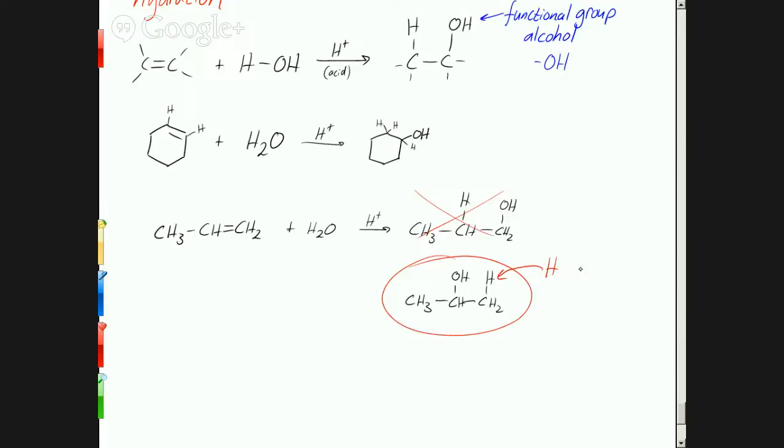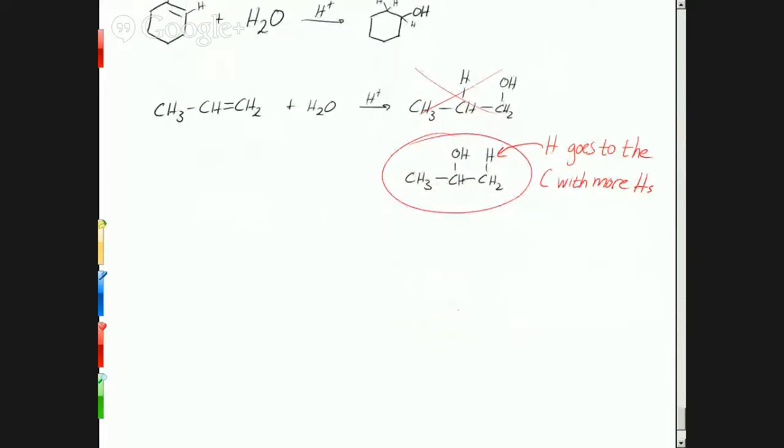And the rule is that the hydrogen goes to the carbon with more hydrogens. So look at that again. The hydrogen could go either to this carbon that has one hydrogen or this carbon that has two. So it picks the one with two. And then the OH goes to the other spot. So when you do have that asymmetry, you have to keep that in mind.